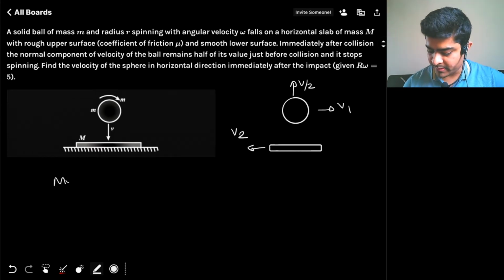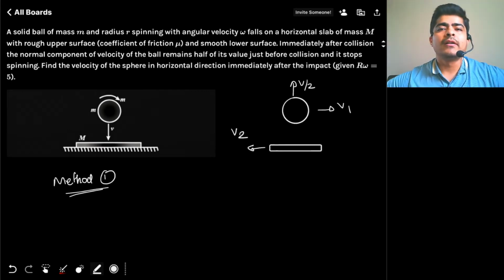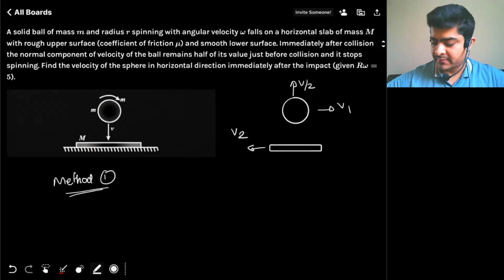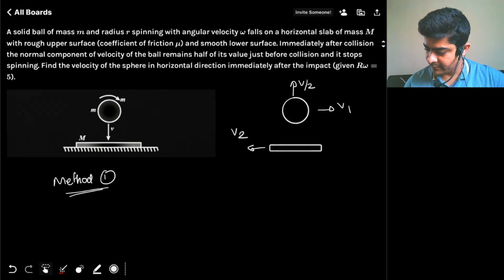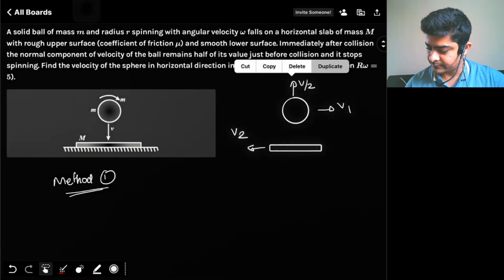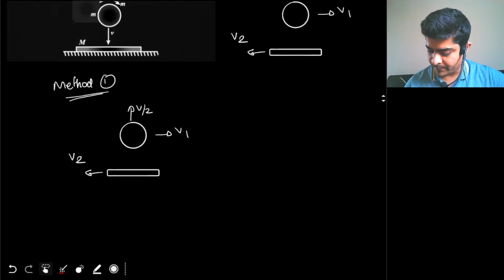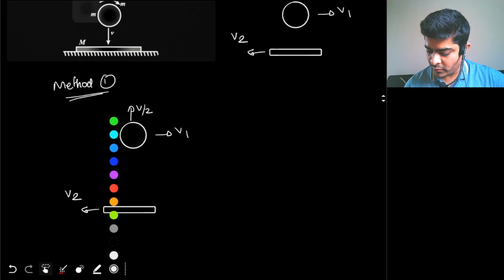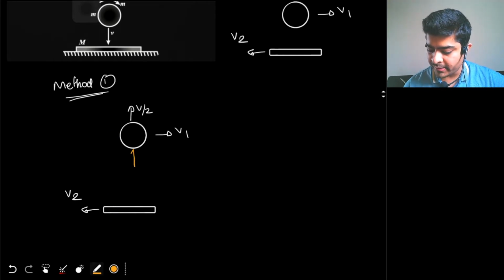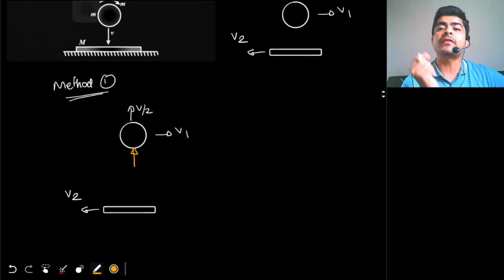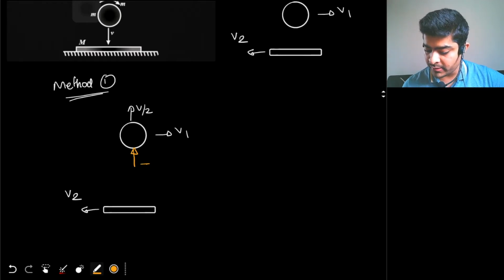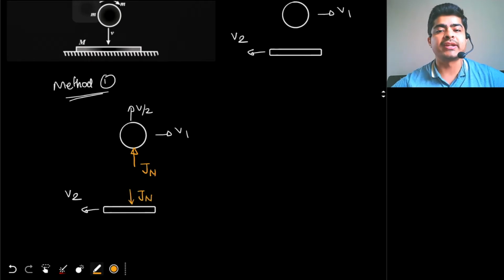So we use the first method. For the first method, we look at the impulses. Okay, let's draw the system again. Now let's look at the impulses on the two bodies. So first of all, obviously when they are colliding, there will be a normal force. The normal force will be very large, but for a very short duration. So we will get a normal impulse. Let's call it Jn.